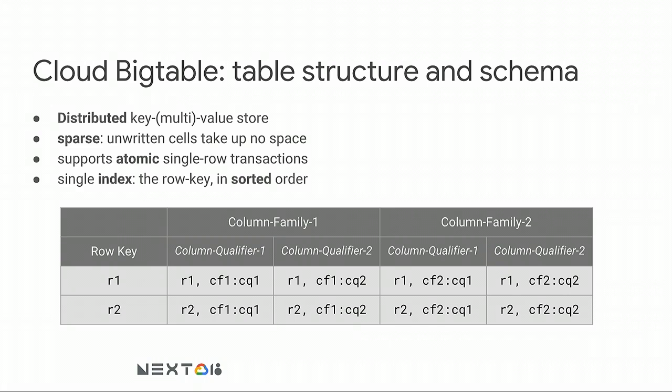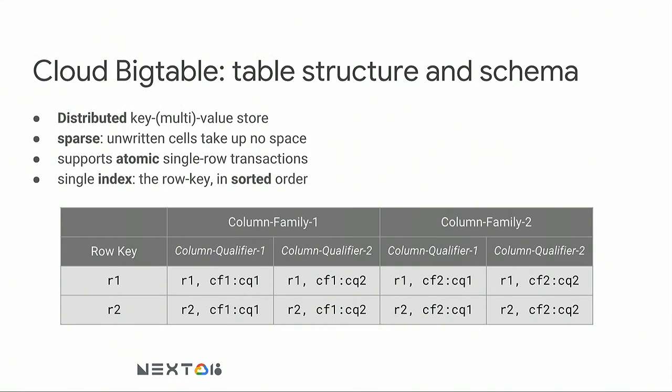Bigtable supports atomic operations, so you can modify any single set of values in a single row in a single transaction, and that will be atomic. Bigtable provides a single index, which is the row key, and the row keys are stored in sorted order. So you have a sorted map. Here you see an illustration of what a subset of a table would be in Bigtable, and the various values here are how you would address them. So there are column families, and inside them are column qualifiers, and the way to address a single cell is with a combination of row, column family, and column qualifier.